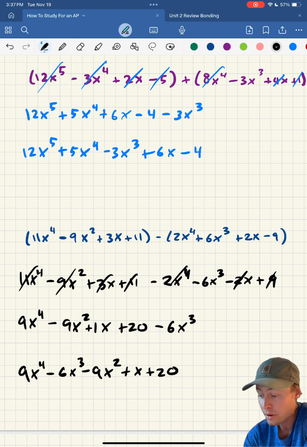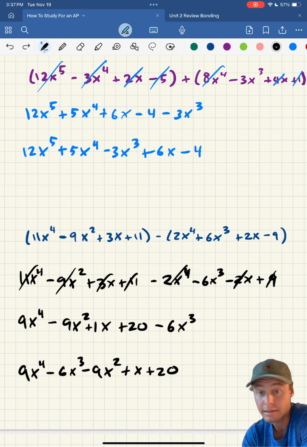Note, I did not put a 1 in front of the x here. You don't have to. 1x is just x. You can just write x. All right, great.